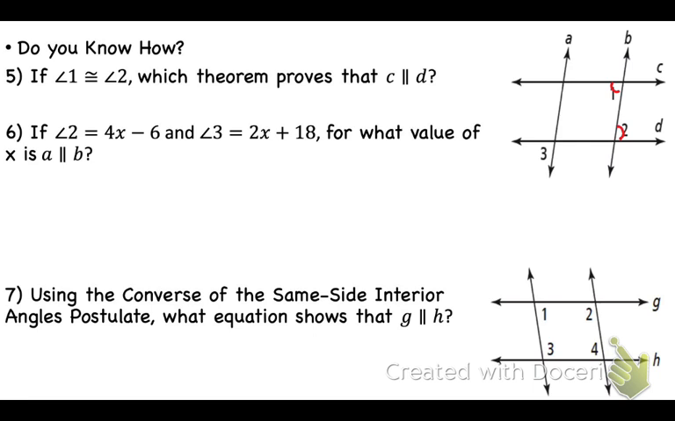Yes? Which theorem proves that C is parallel to D? Alternate interior. Alternate interior angles theorem. Or the converse, right? What does converse mean? The opposite, because before we said if the lines were parallel, then they were congruent. Now we're saying if the angles are congruent, the lines are parallel. So it just means backwards.